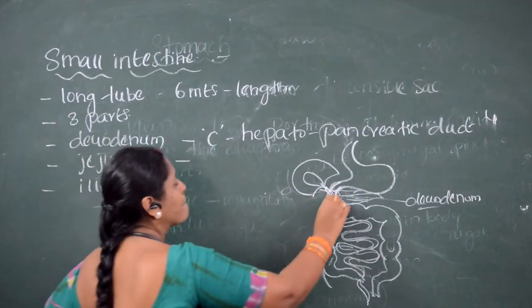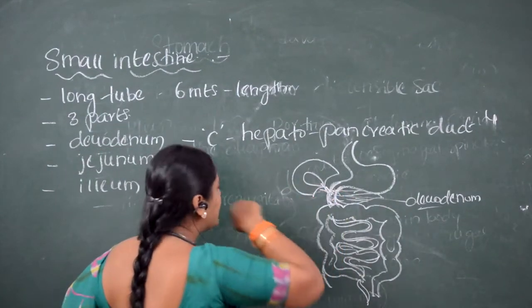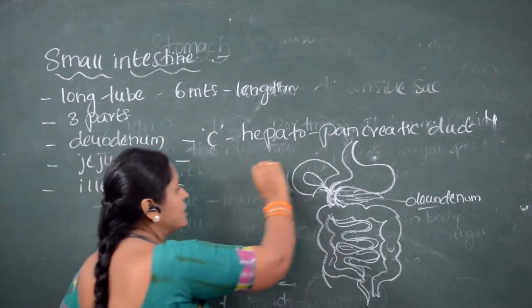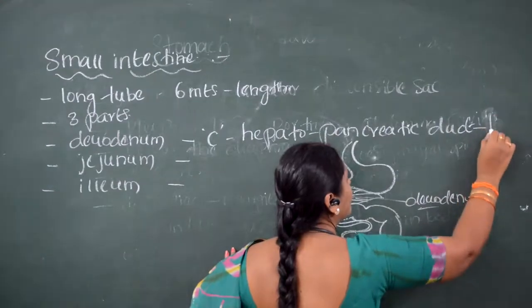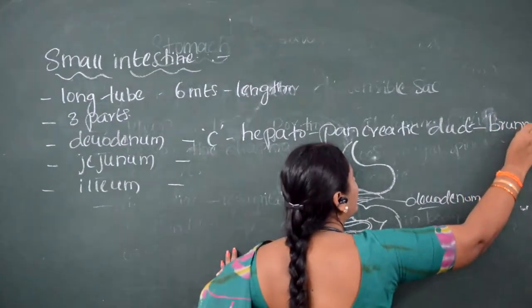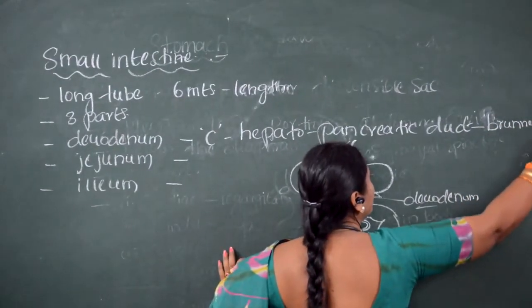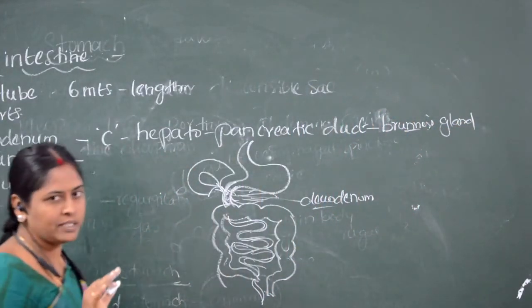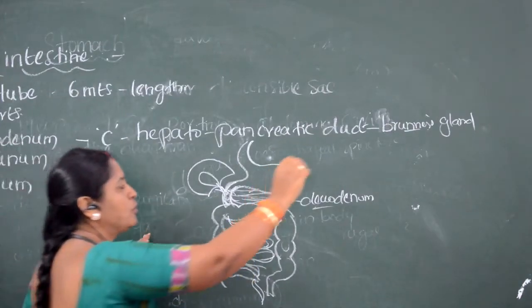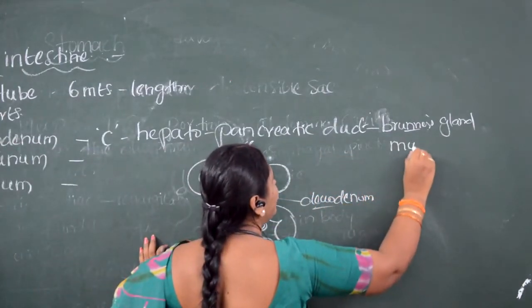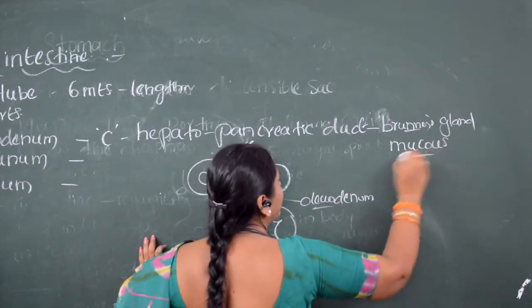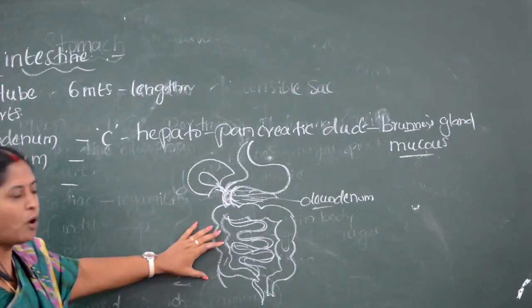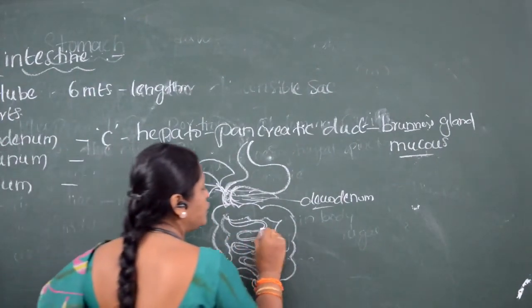Inside the duodenum, we can see Brunner's glands, which secrete mucus. Which glands are present in the duodenum? Brunner's glands. The main function of Brunner's glands is secreting mucus.